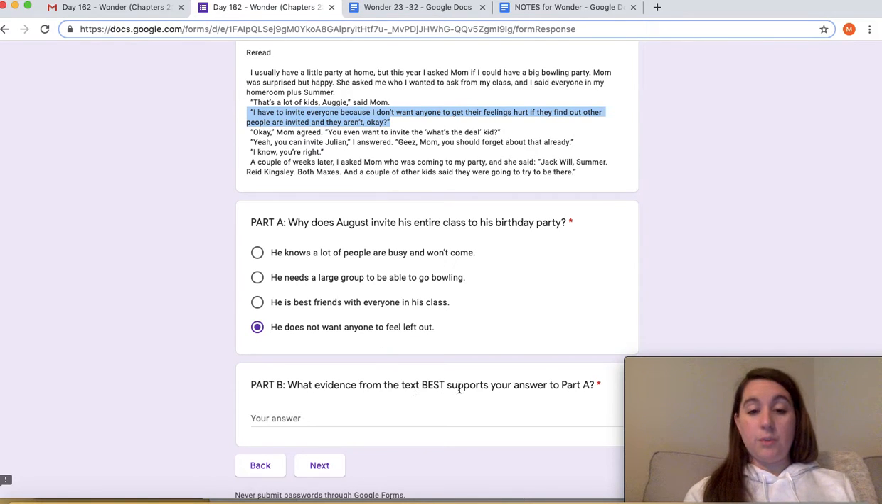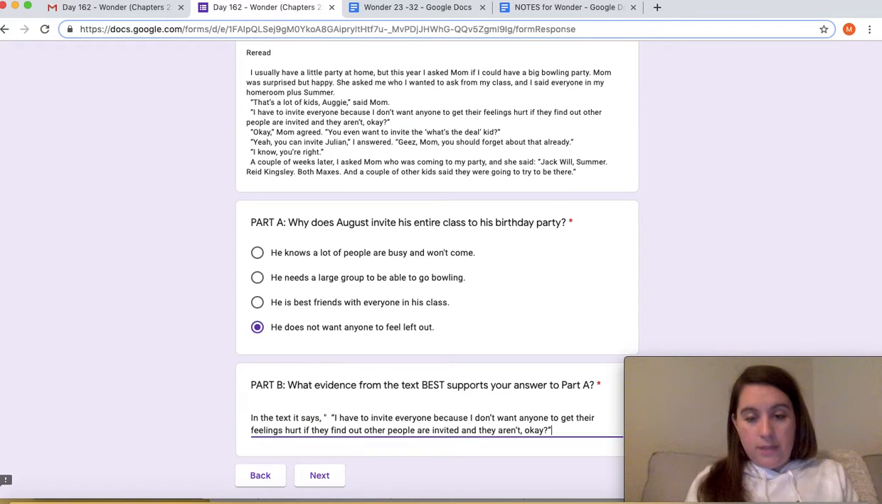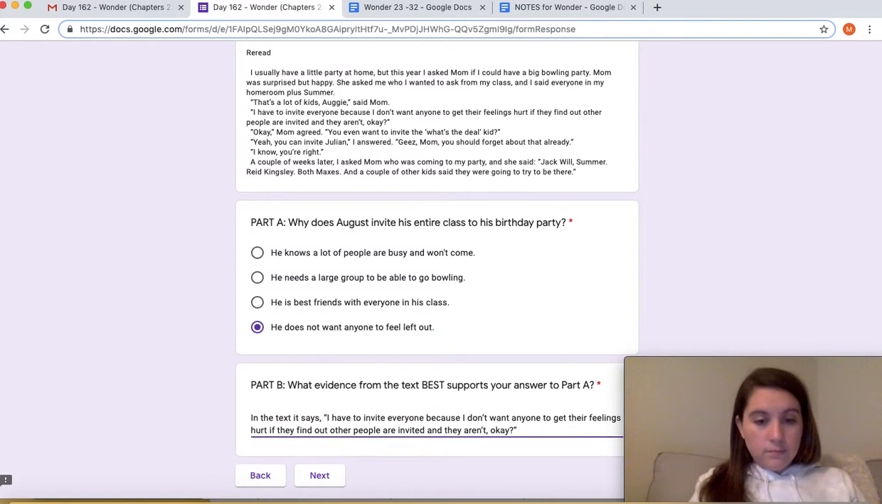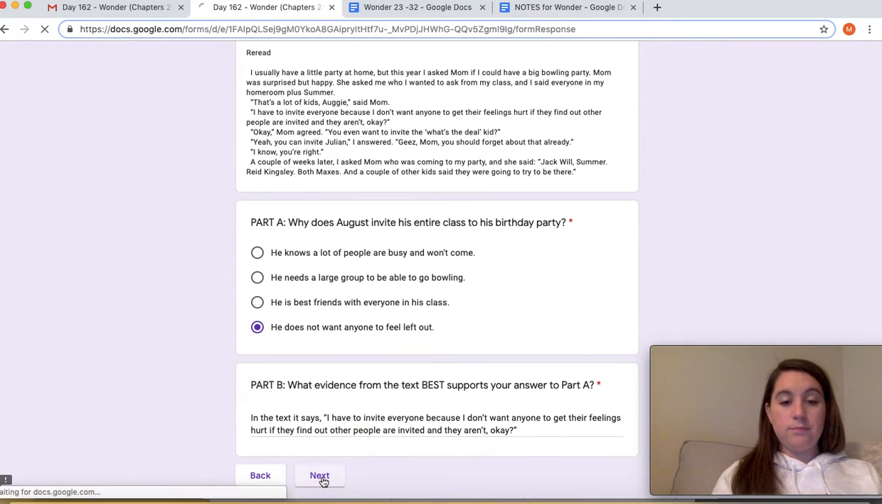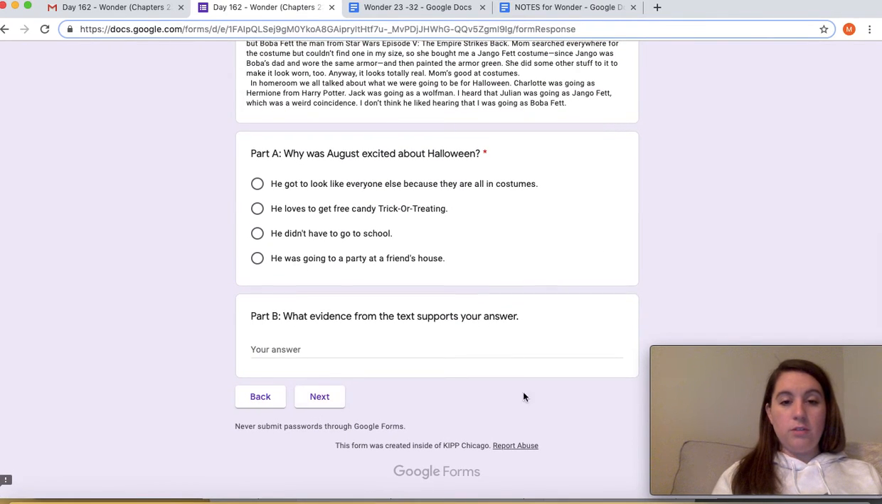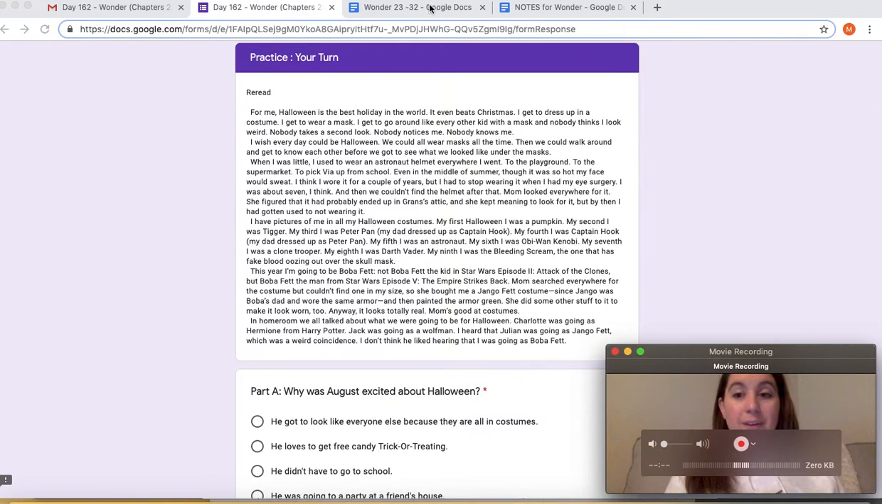And then it says, what evidence from the text best supports your answer to part A? So this evidence proves he doesn't want people to feel left out. I have to invite everyone because I don't want anyone to get their feelings hurt. So I would start with, in the text, it says, and then I just copy and pasted that right there. So now I have to invite everyone because I don't want anyone to get their feelings hurt if they find out other people are invited and they aren't. That proves that he doesn't want people to feel left out. So you're going to do exactly that. Then you'll click next. And now you're going to have another one to do. And we'll go through a little bit of this one together too. Before we do that, we got to keep reading.